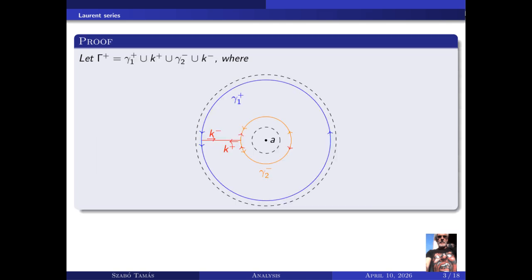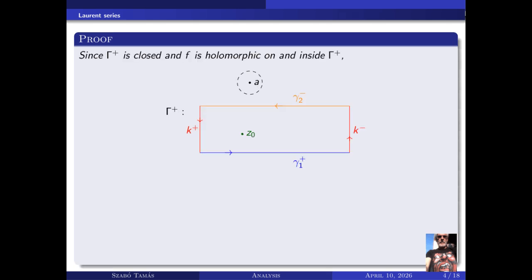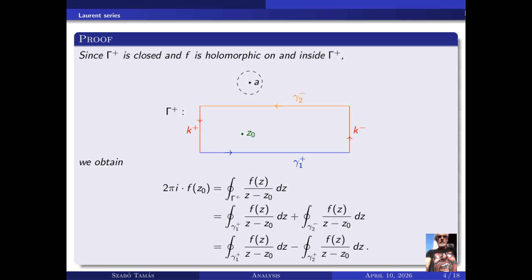To prove this, let capital Gamma plus be the contour formed by gamma 1 plus, then k plus, then gamma 2 minus, then k minus. Since capital Gamma plus is closed and f is holomorphic on and inside capital Gamma plus, Cauchy's integral formula gives 2 pi i times f of z0 equals the contour integral over capital Gamma plus of f of z divided by z minus z0 dz.